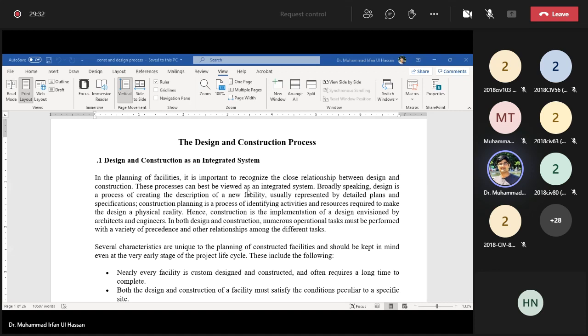In the planning of facilities, it is very important to recognize the close relationship between design and construction, and these processes can best be viewed as an integrated system.